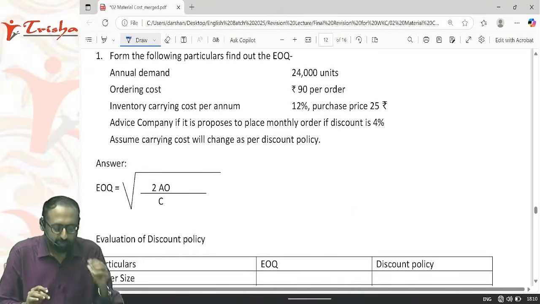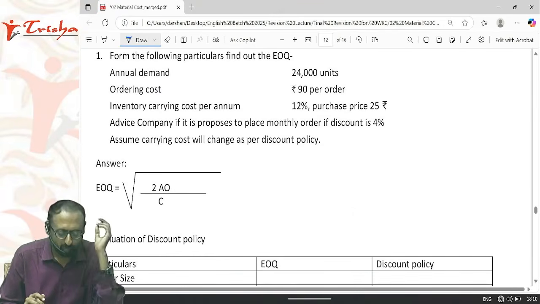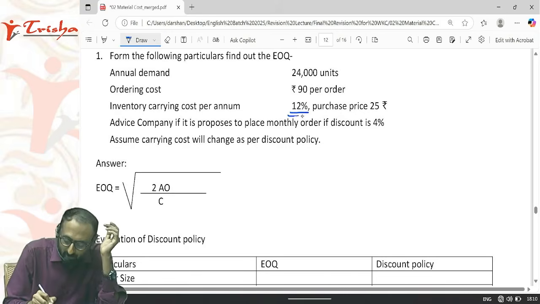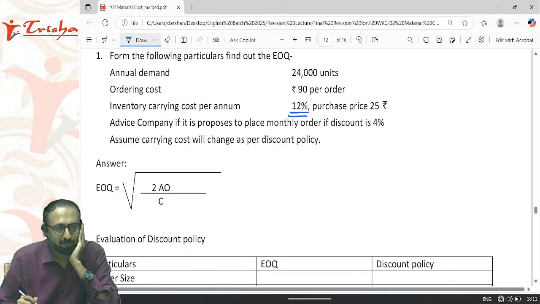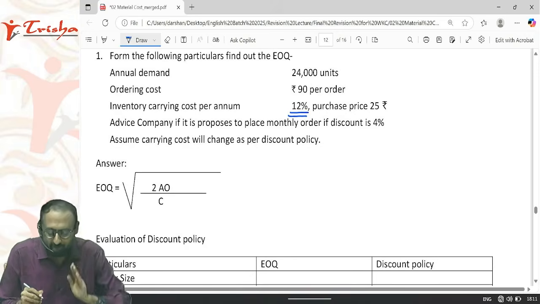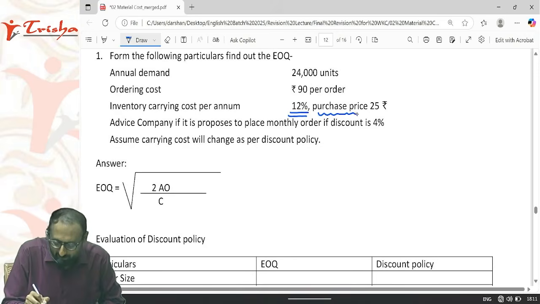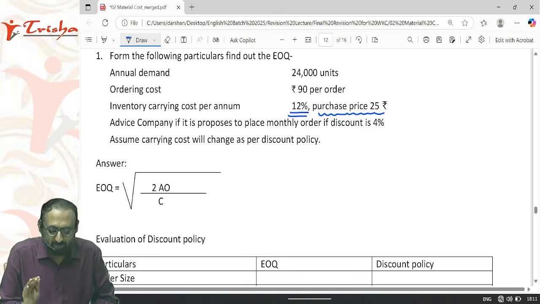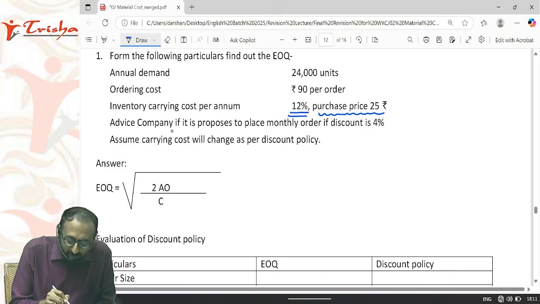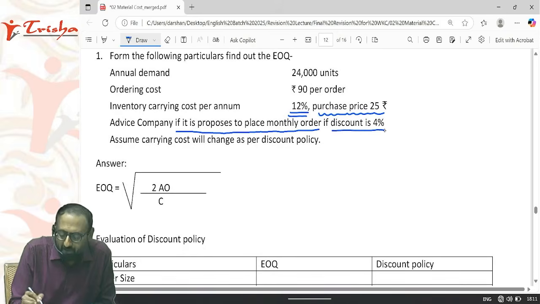Sir, quickly solve this question orally or on rough pages, very fast. Annual demand. How much is annual demand? Read everyone. Annual demand 24,000. Ordering cost 90 rupees per order. Carrying cost 12%. 12% is applicable on what? Purchase price. Yes or no? How much is your purchase price? Is it 25? Advise the company if it proposes to place monthly orders if discount is 4%.